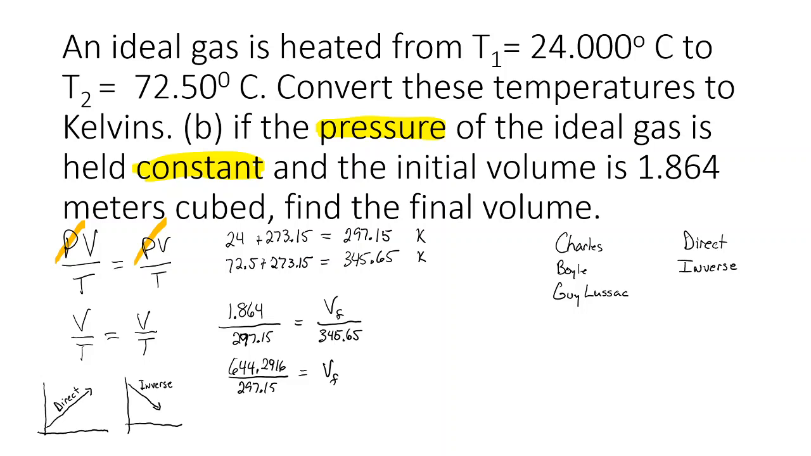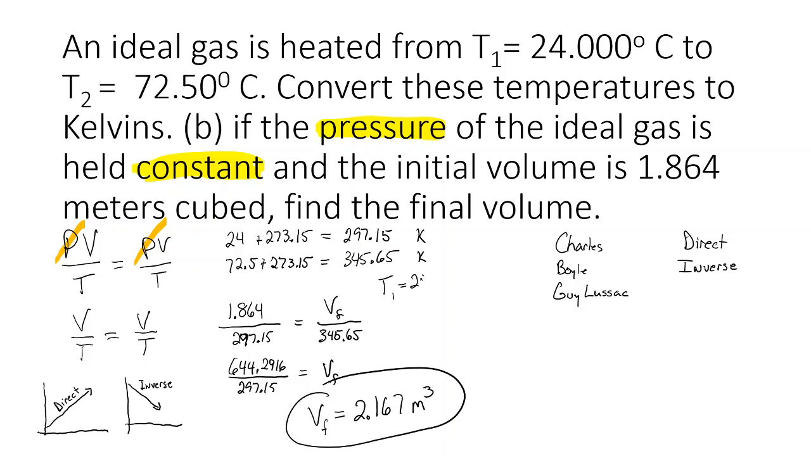So we'll divide by 297.15 to get the final volume of 2.167. We had four significant digits in the question, so we'll have four in our answer. So there we go. We also have T1 equaling 297.2 K and T2 equaling 345.7 K. So those are my answers.